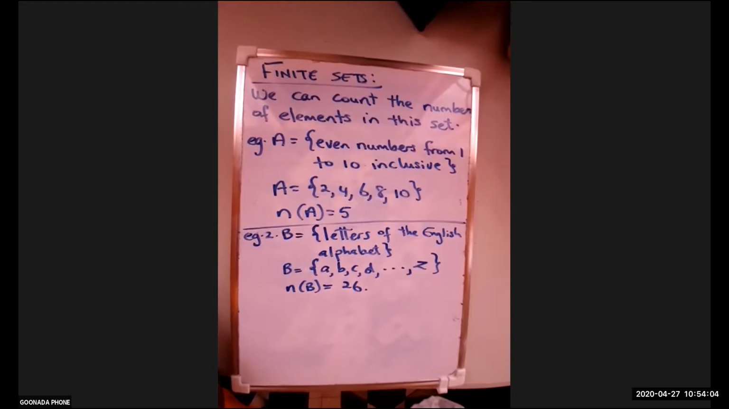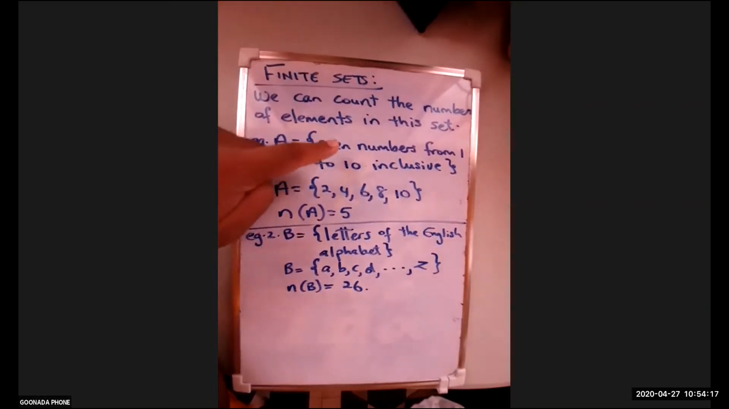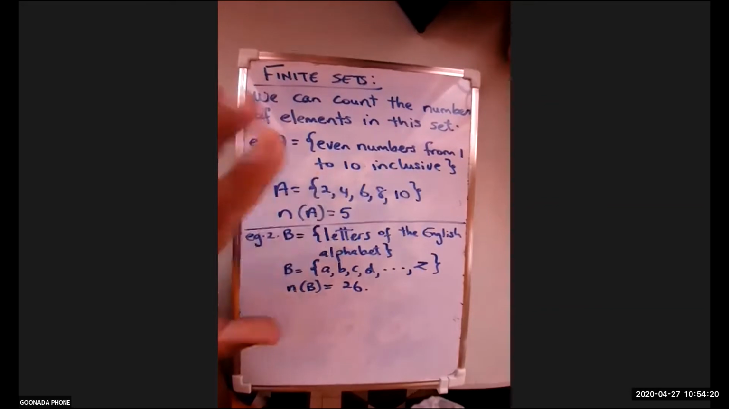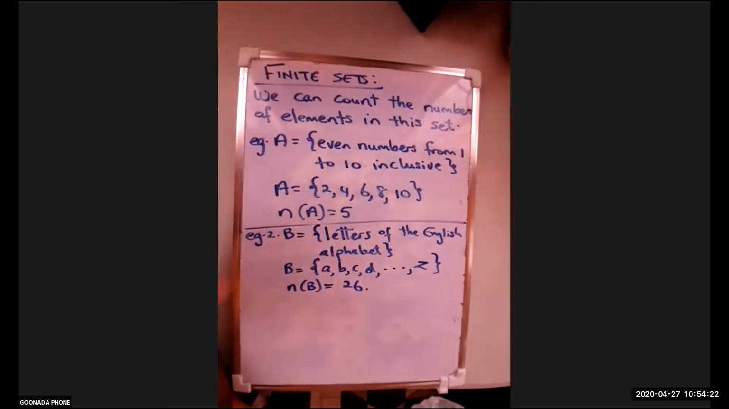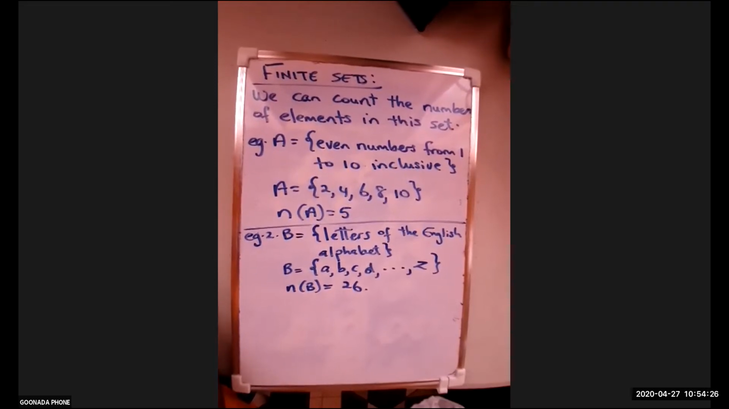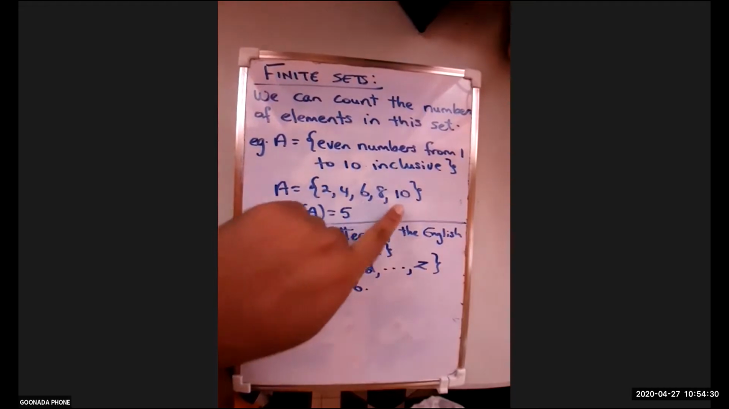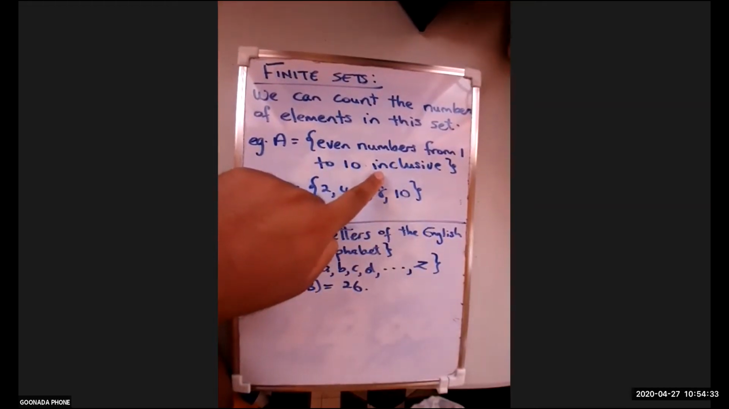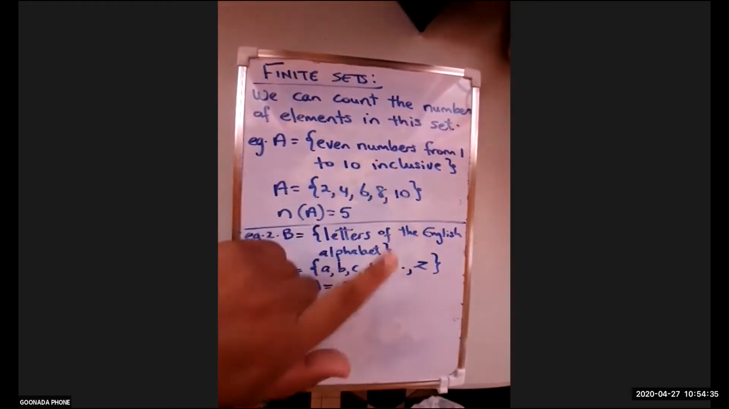A finite set. What do I mean by a finite set? I just simply mean that you can count the number of elements in this set. Hence the reason it's called finite, right? Finite means you can count it. So for example, if I tell you even numbers from 1 to 10 inclusive, that means it includes 1, it includes 10. However, because we know that 1 is not an even number, we do not start with 1. So we start with 2, 4, 6, 8, and we include 10. That's what inclusive means, right? Inclusive means it includes the number.